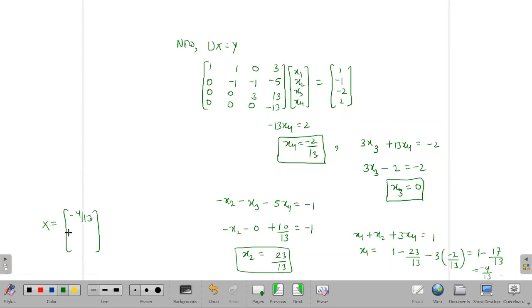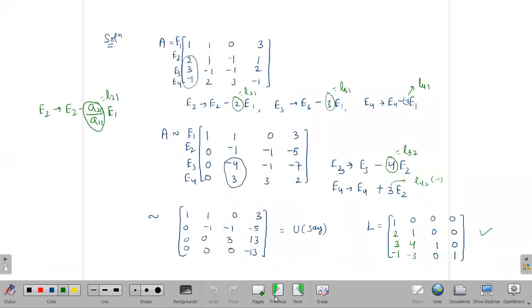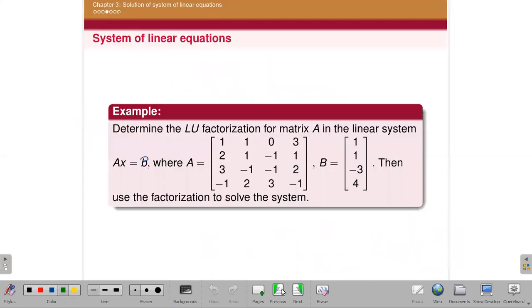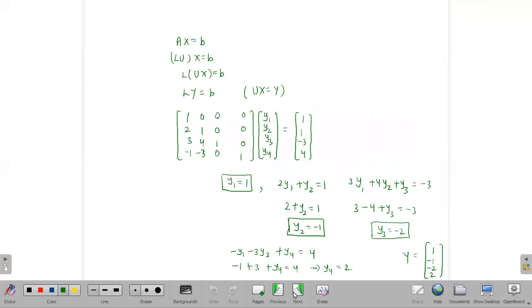You can write in decimal also, 23 by 13. Or you can verify your answer by putting the same value into the equation also. So suppose in the root finding problem, if you put the approximate root in the equation, then your value should become 0. But here, it is x1 plus x2 plus x3 plus x4, which is equal to 1. So it should be approximately equal to 1 when you put it into the equation. This way you can verify your answers also. So this was the LU decomposition. Any doubt in this?